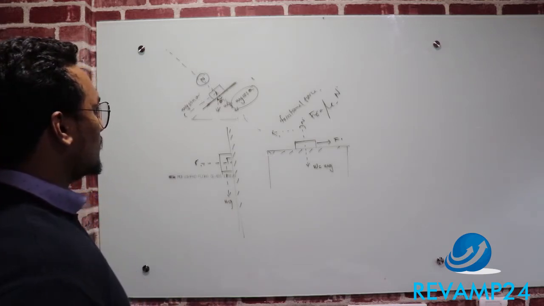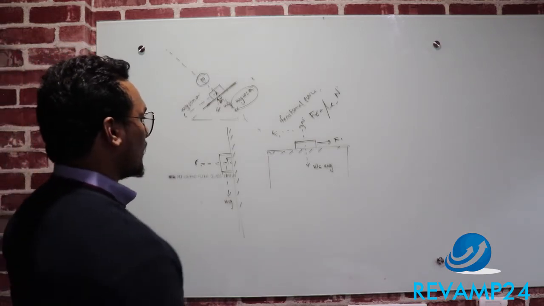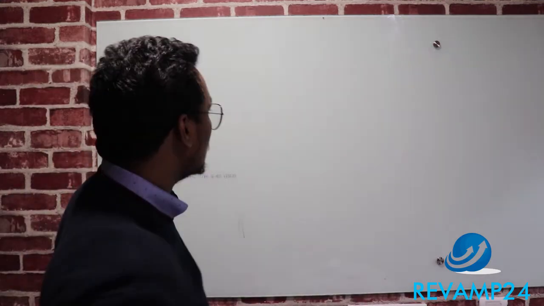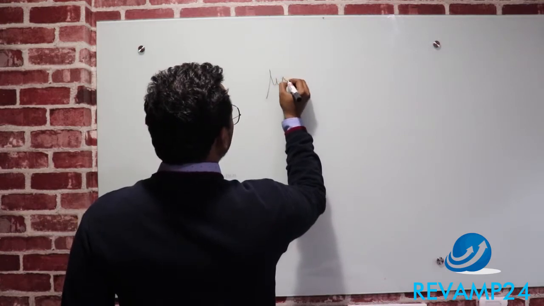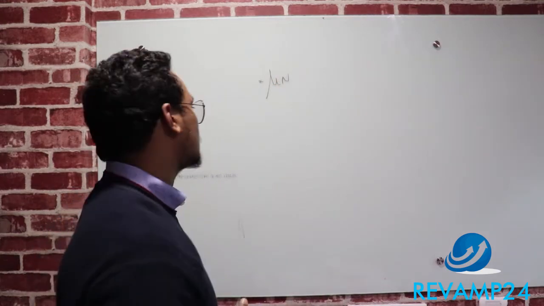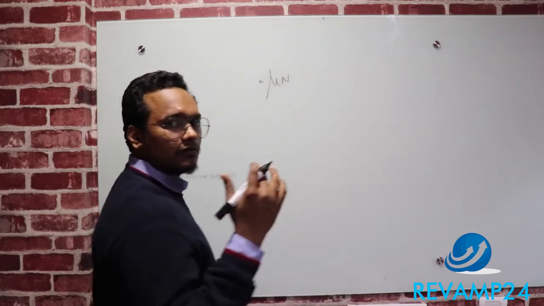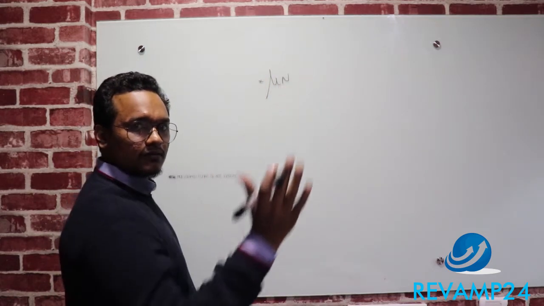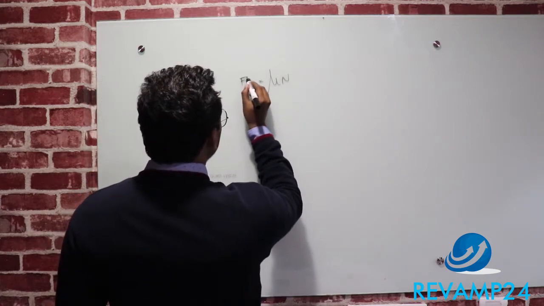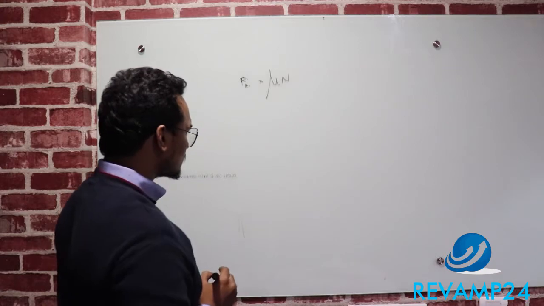This is about frictional force. So we know how to find the frictional force. Frictional force is nothing but mu into normal reaction. So normal reaction will vary from structure to structure or system to system, depending on how the object is placed with respect to the surface. So this is the frictional force.